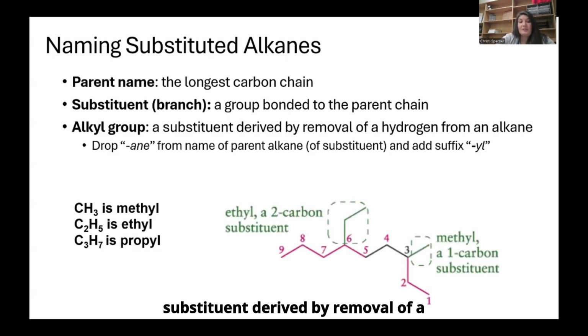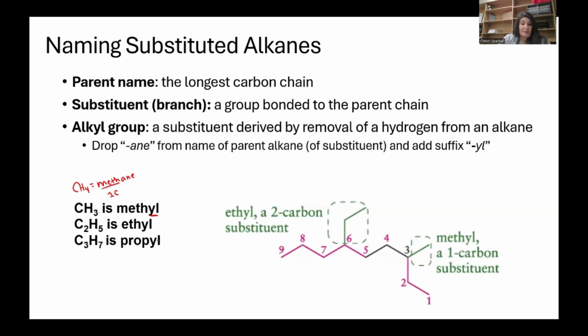An alkyl group is a substituent derived by removal of a hydrogen from an alkane, and you drop -ane from the name of the parent alkane of the substituent and add the suffix -yl. So you can see here that we have CH3. CH4 is a one carbon straight chain alkane, which is called methane, right? Meth is one carbon. If we remove a hydrogen, we get CH3 and we get methyl. The -yl means that it's a substituent, which means it's bonded to a parent chain.